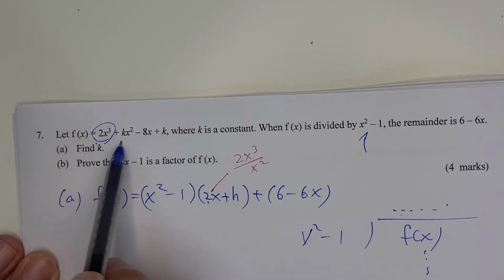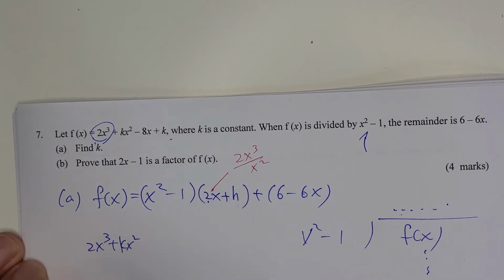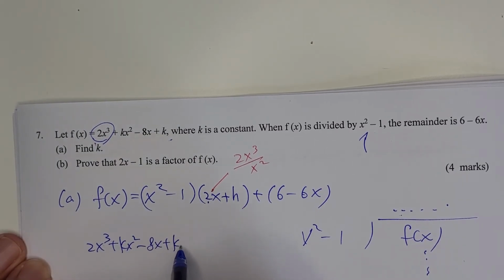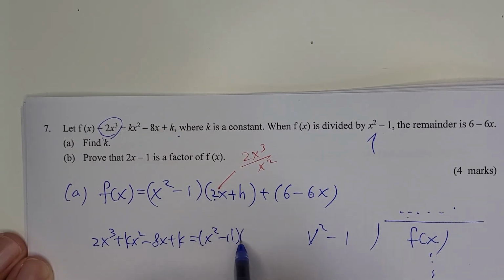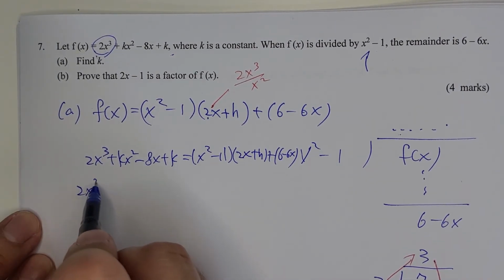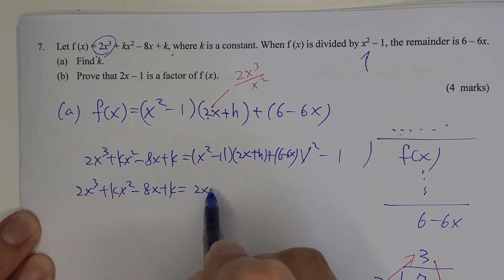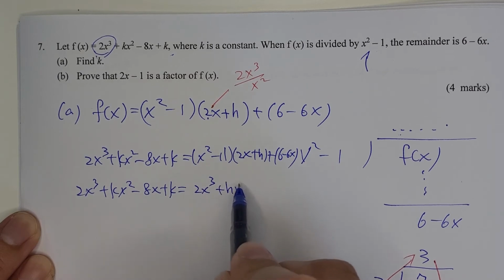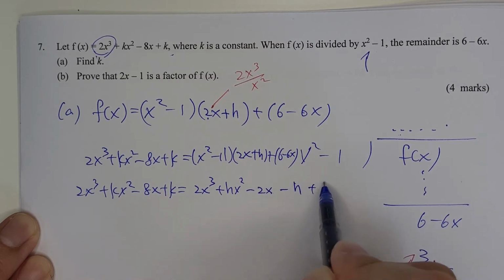Now you write down this one, 2x cubed plus kx squared minus 8x plus k equals (x squared minus 1)(2x plus h) plus 6 minus 6x. Do the expansion, remove the bracket. 2x cubed plus kx squared minus 8x plus k equals 2x cubed plus hx squared minus 2x minus h plus 6 minus 6x.